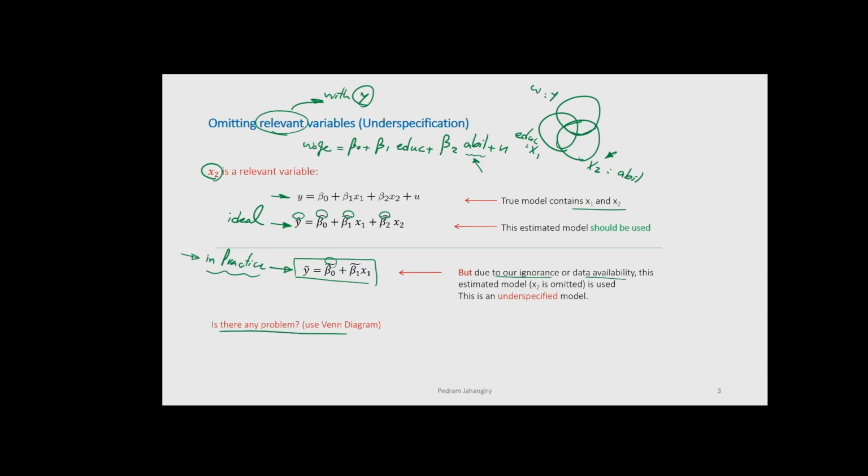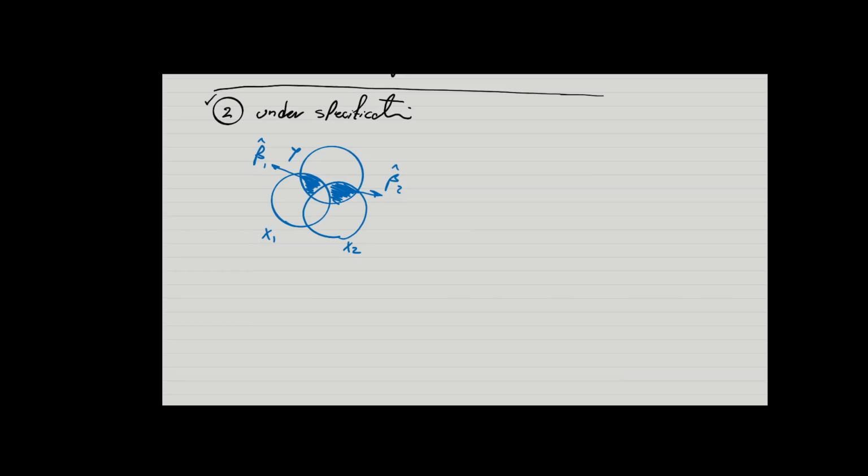Again, these are just names and arrangement. Don't get stuck there. In this example, we're going to use hat for the ideal model and tilde for the one that you're using in practice. So this is the ideal case: beta hat 1, beta hat 2, both of them unbiased. We're happy. Now let's see what happens if I drop this x2. If I drop this x2, what will happen?